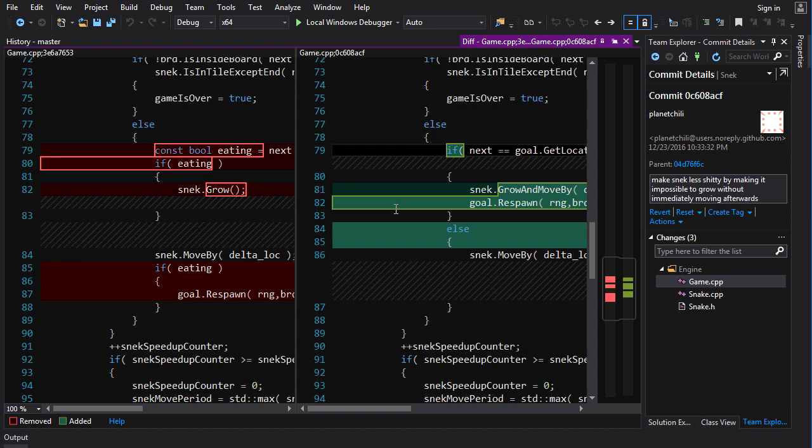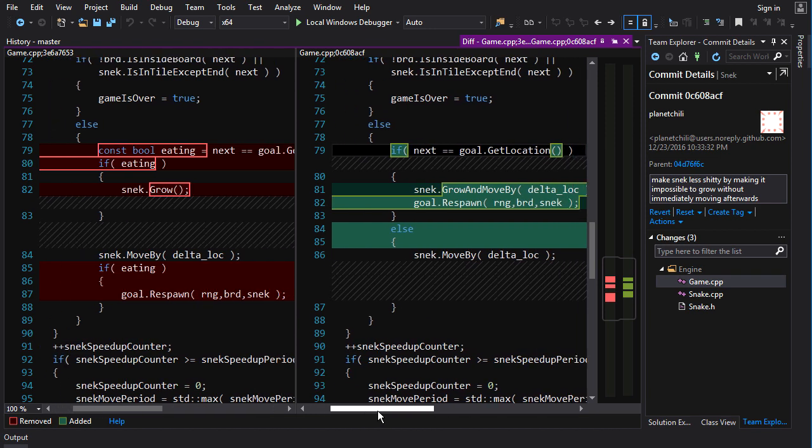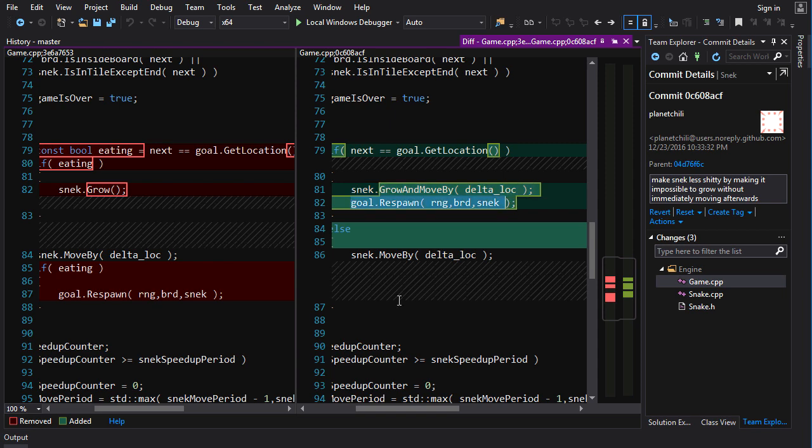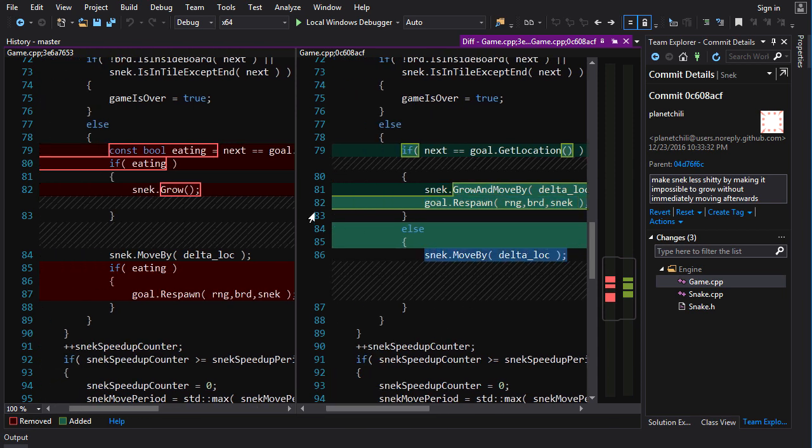And then in game.cpp, it's going to be quite a bit different now. All we're going to do here is we check to see if the next position we're moving to is the goal, and if so, we grow and move, and then we respawn. Otherwise, we just move. It's as easy as that.